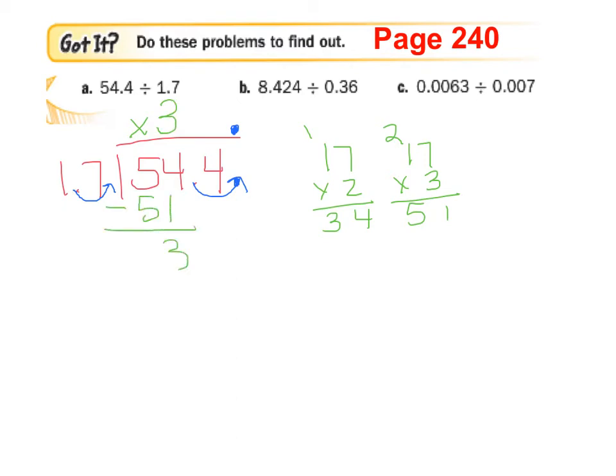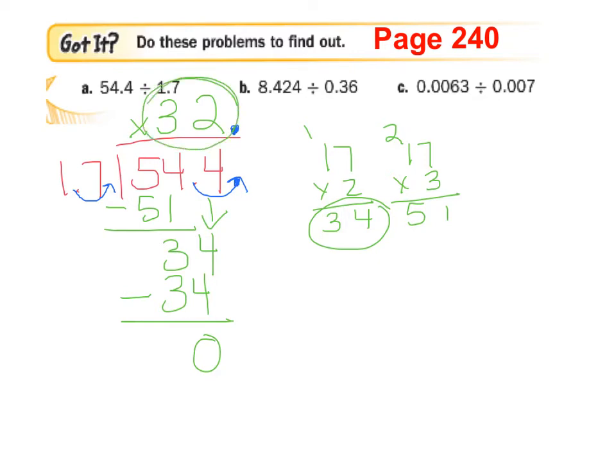Subtract, bring down. 34 divide by 17. Oh, I already worked that one out before. That's a 2. 2 times 17 is 34. Subtract. I got nothing left, nothing to bring down. My answer is 32, or 32.0.